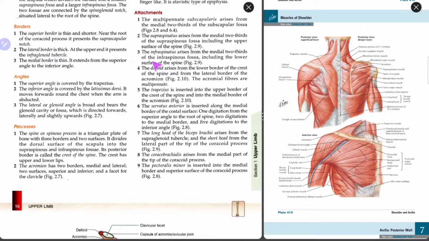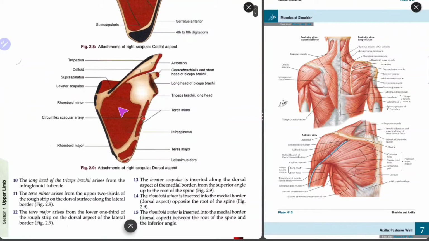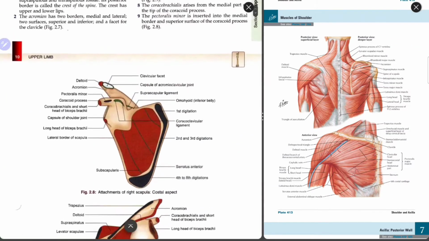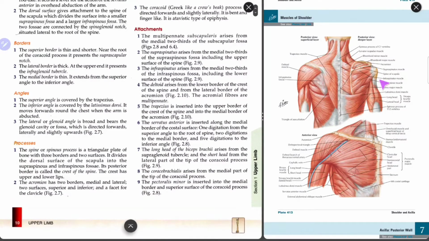Now the third point is the infraspinatus muscle arises from the medial two-thirds of the infraspinatus fossa, including the lower surface of the spine. This is the infraspinatus fossa, originating the infraspinatus muscle. You can appreciate here, this is the infraspinatus muscle.